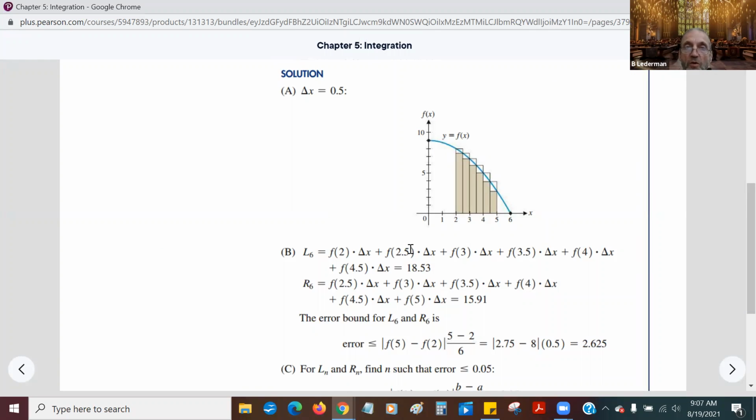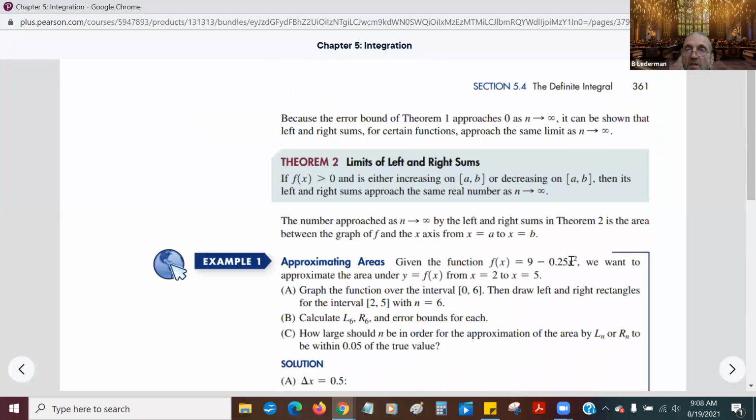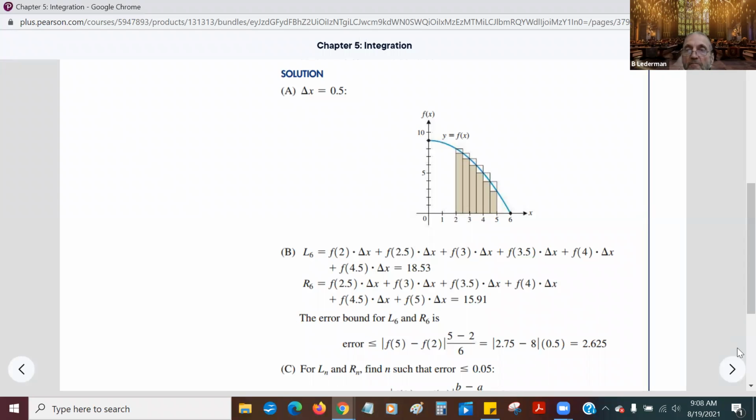And here we took the 2.5, we plugged that into that same quadratic, and we took 3.5, 4. We just took those numbers, plugged them into this original formula, right? This original equation for the curve, 9 minus 0.25x squared, and we got all that. We added it all up.